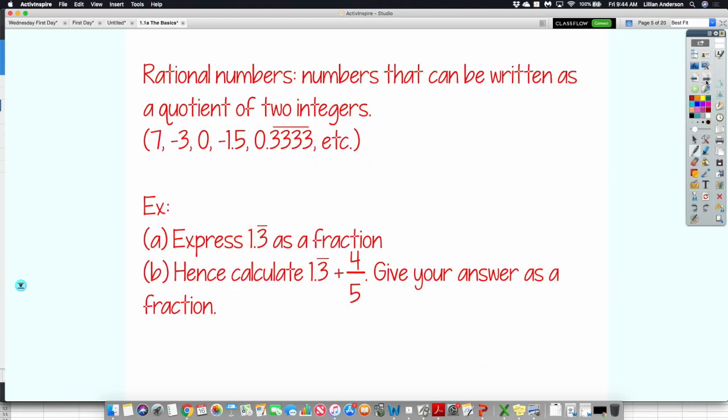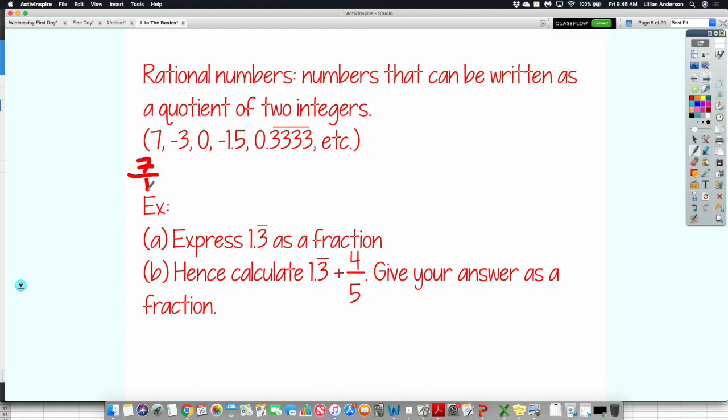Yes. All right? Rational numbers. These are numbers that can be written in the form of a quotient, or written as the quotient of two integers. Remember, integers are positive and negative whole numbers. Quotient means division. It's the answer to the division problem. So 7 can be written as a fraction. How can I write 7 as a fraction? 7 over 1. Same thing with -3. Same thing with 0. Every whole number is a rational number because it can be written as a fraction.